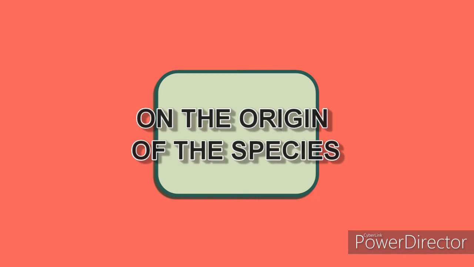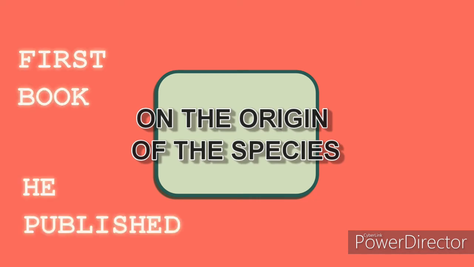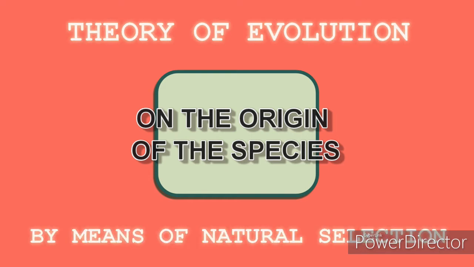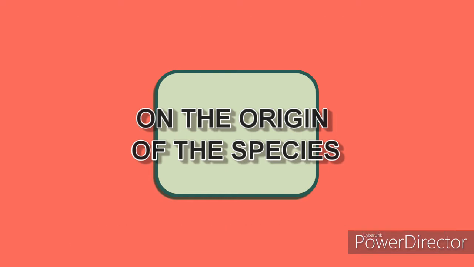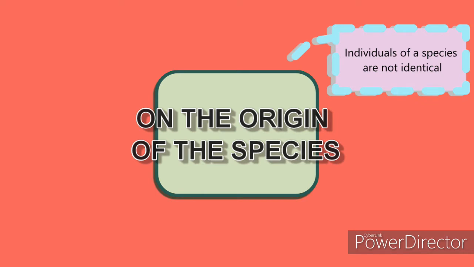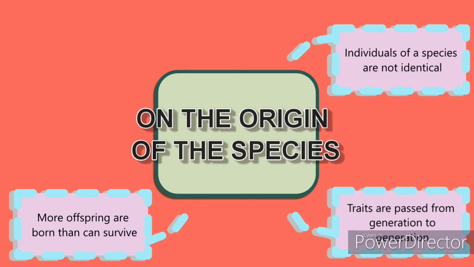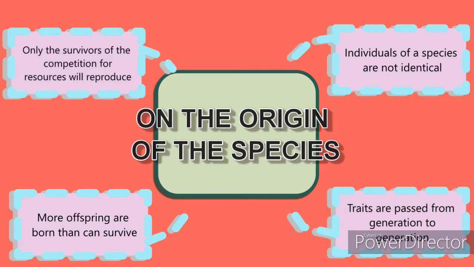This revolution includes his book On the Origin of Species, the first book that he published after his voyage. It was a theory of evolution by means of natural selection, where it stated that individuals of a species are not identical. Traits are passed from generation to generation. More offspring are born than can survive. Only the survivors of the competition for resources will reproduce.